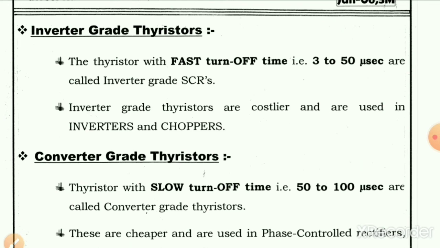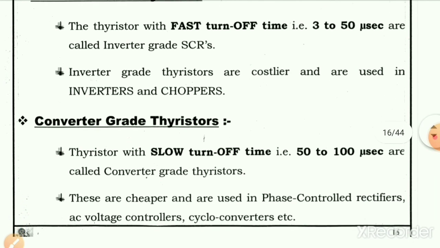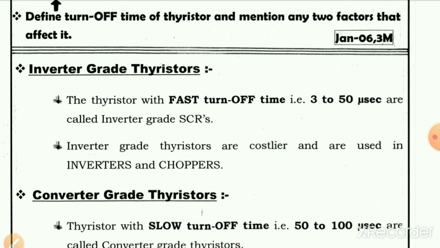They are used in inverters and choppers. Similarly, the converter grade thyristors have a very slow turn off time of the order of 50 to 100 microseconds, and they are called converter grade thyristors. Their applications are in phase controlled rectifiers, AC voltage controllers, cycloconverters and many more. So this is about the switching characteristics of silicon controlled rectifiers or thyristors.